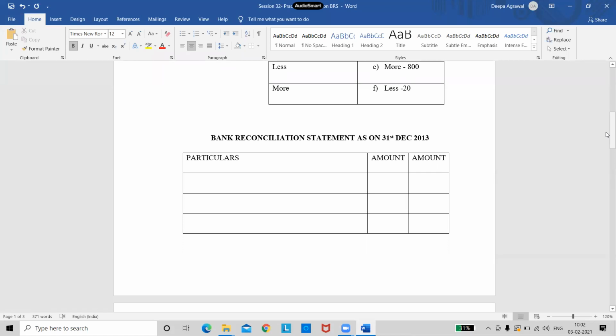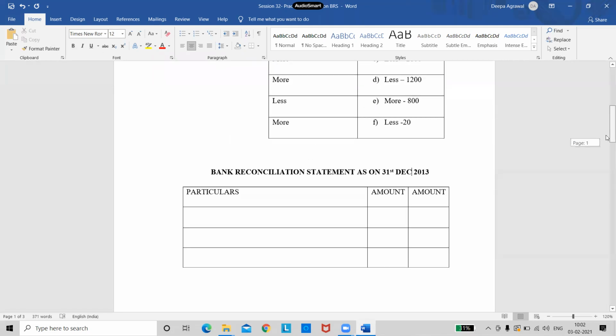Yes, if the pro formas are ready, I'll start. Do I start? Yes, ma'am. Okay, completed. So your heading is clear. This is the pro forma.